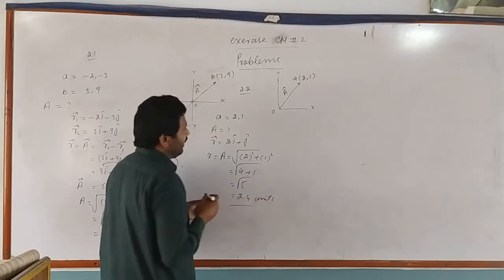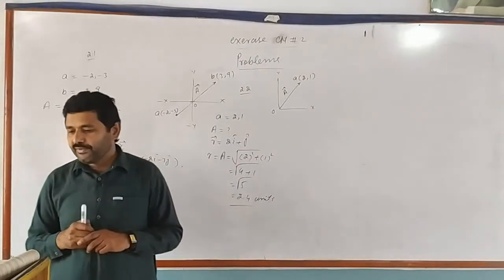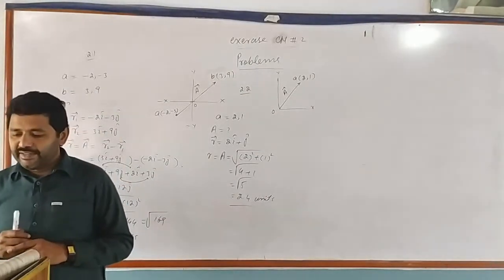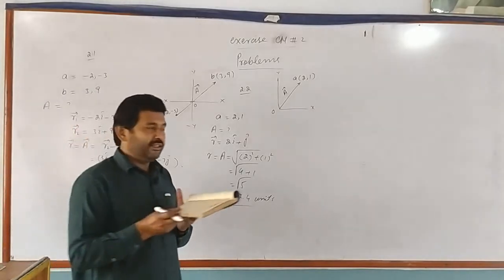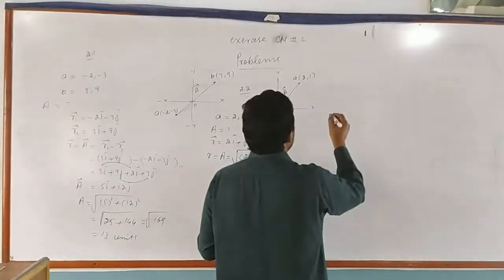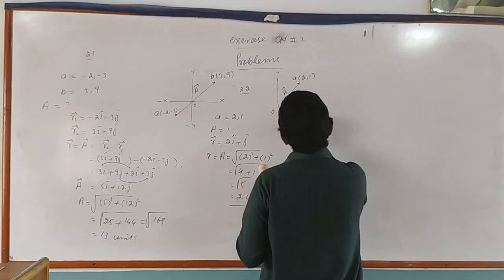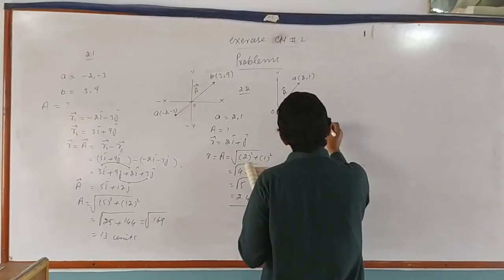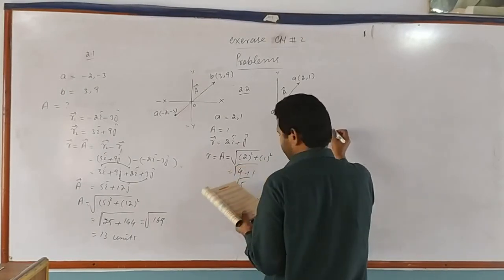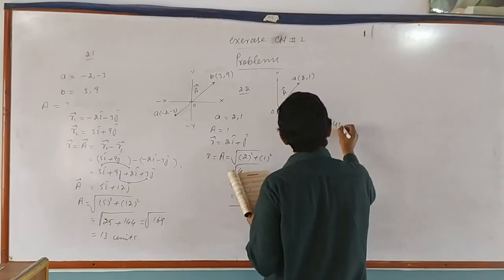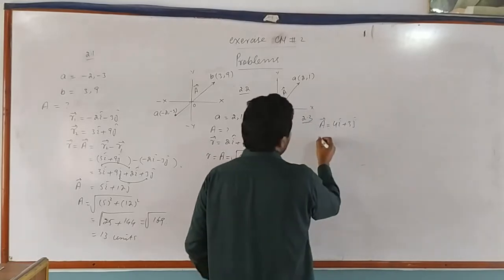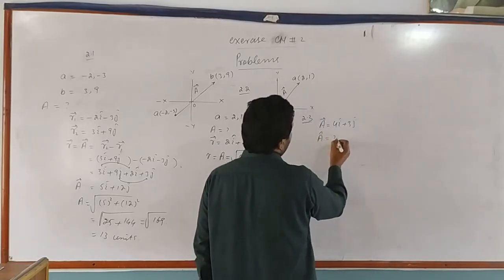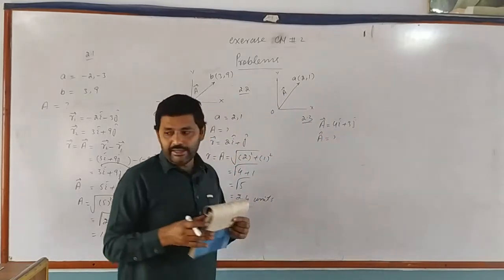Numerical question number 3 is, what is the unit vector in the direction of vector A? Given data is a vector A with values 4i plus 3j unit vector. We have to find the unit vector of this vector A.